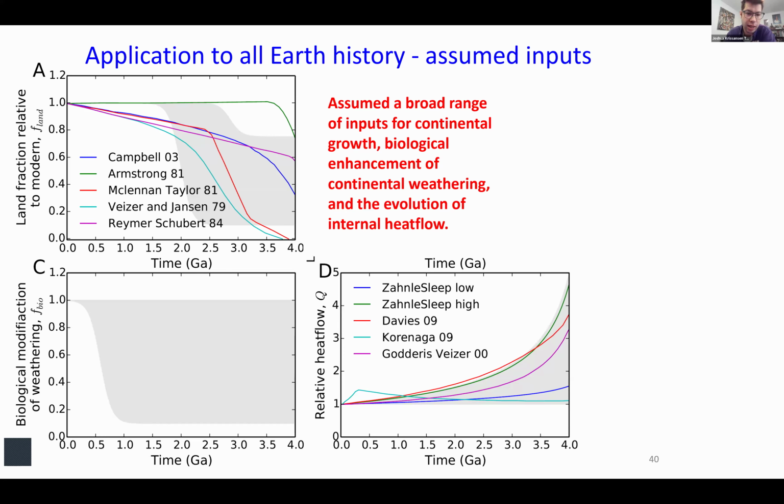So how has land fraction evolved? How has heat flow from the interior evolved? How has biology affected weathering? So we adopt the gray shaded regions here. Hopefully you can see that. Sometimes it comes out faint, but we adopted these broad ranges as inputs into the carbon cycle evolution.